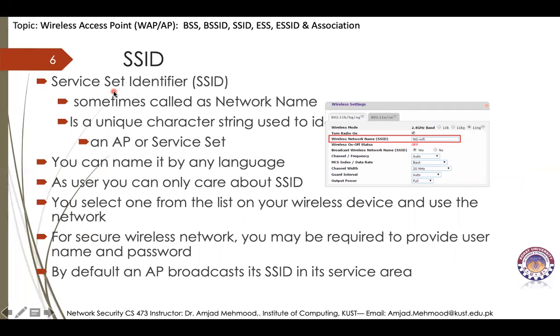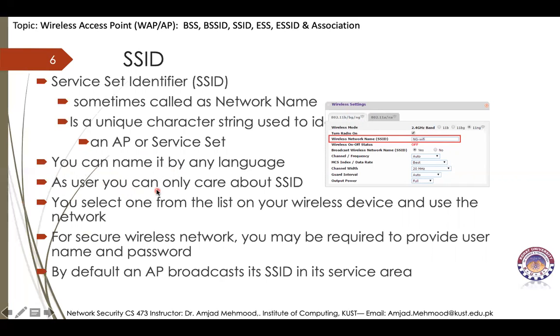The Service Set Identifier, sometimes called the network name, is a unique character string used to identify an AP or a service set. You can see here in this example, if you want to explore your wireless settings, you will see the wireless network name, or SSID. This is unique in the network for identification. You can name it in any language. You can give that access point any name.